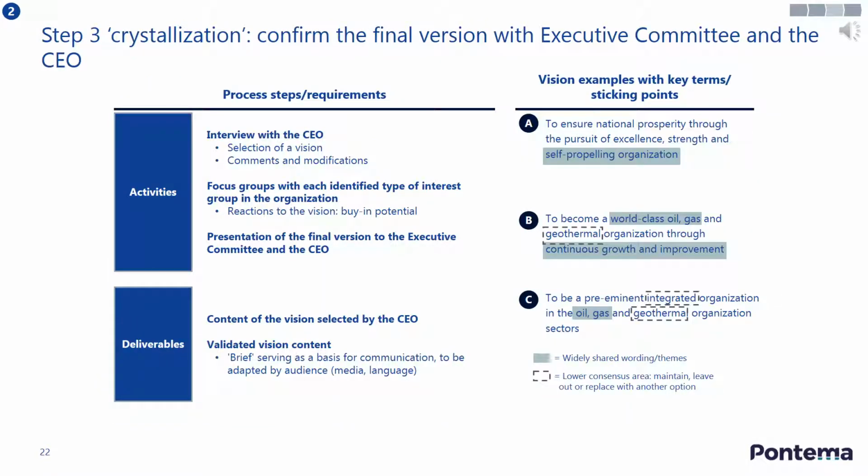Step 3 in the vision development process is all about crystallization, which means confirming the final version of the vision statement with the Executive Committee and the CEO. Interviews need to take place with the CEO to discuss modifications and sticking points, and ultimately select a vision from the shortlist. The final version can then be tested with focus groups or interested parties from around the organization to check reactions and buy-in potential. Once these activities have taken place, a presentation of the final version should be made to the Executive Committee and the CEO.